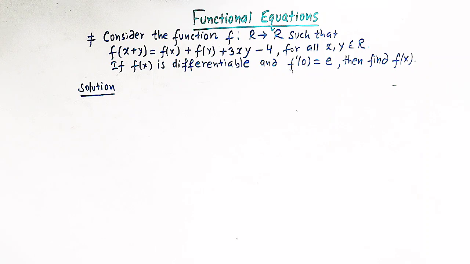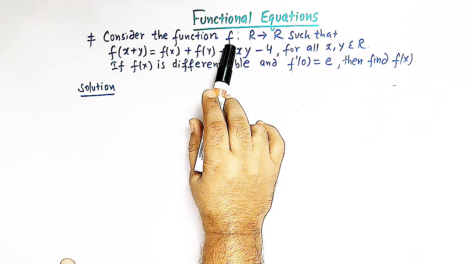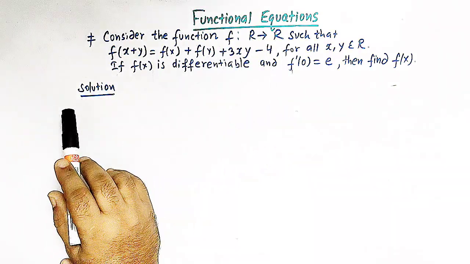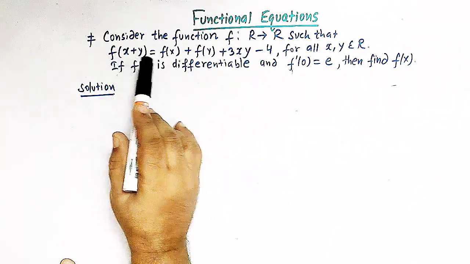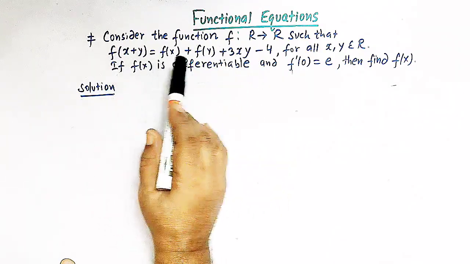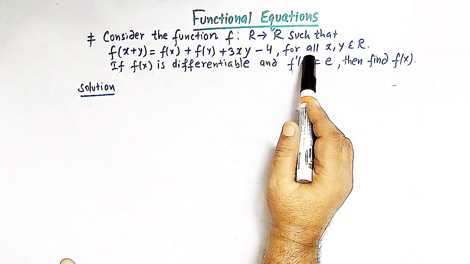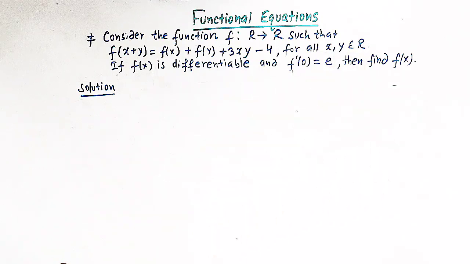Hello viewers, in today's session we are going to discuss another important problem from functional equations. So here we have to solve this problem in which we are given a function f from R to R, where R is the set of real numbers, and we have this equation: f of x plus y is equal to f of x plus f of y plus 3xy minus 4 for all values of x and y belonging to the set of real numbers.